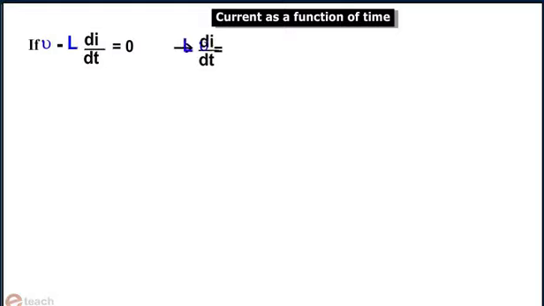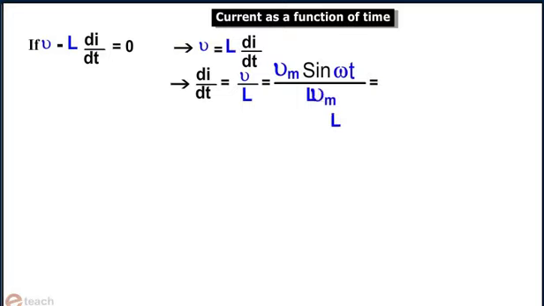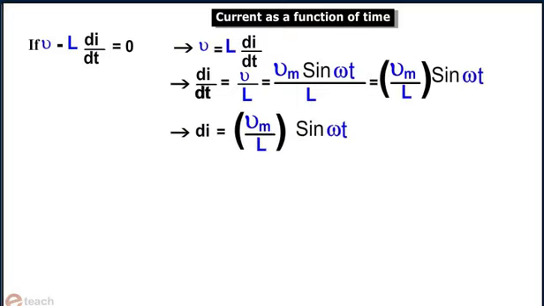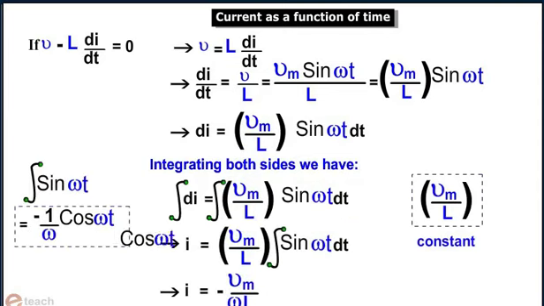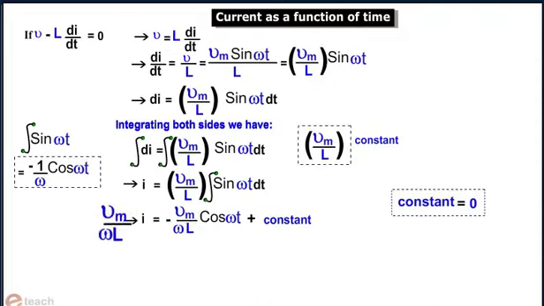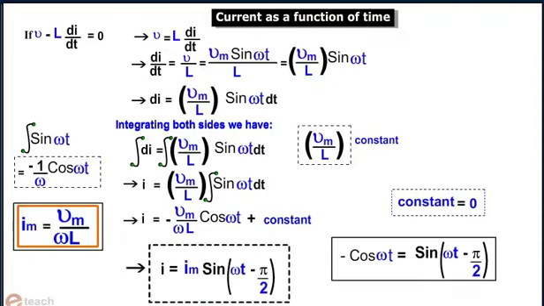Current as a function of time. If v minus L dI by dt equals 0, then dI can be written as dI equals v m by L into sin omega t dt. Now on integrating both sides, we get I equals minus v m by omega L into cos omega t plus constant. Now as the constant is 0, and minus cos omega t can be written as sin omega t minus pi by 2, we can write I as I m into sin omega t minus pi by 2.